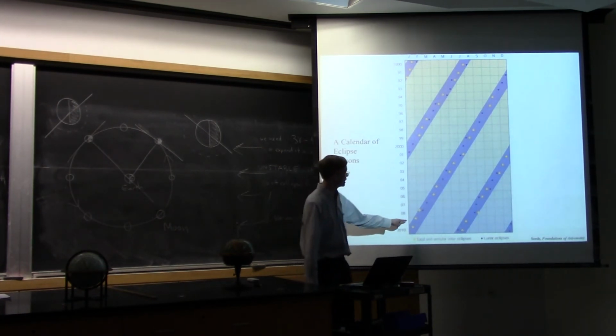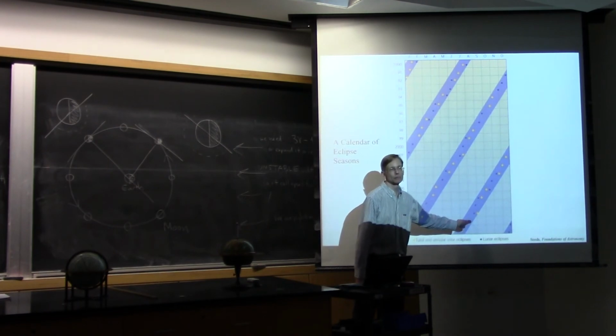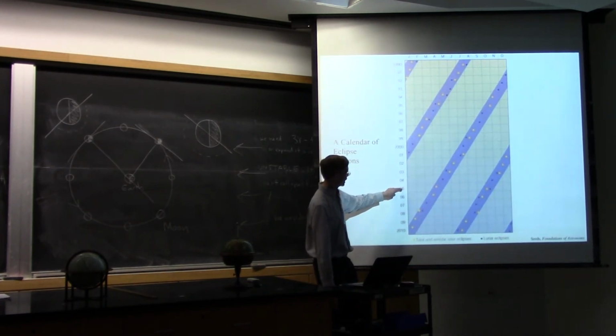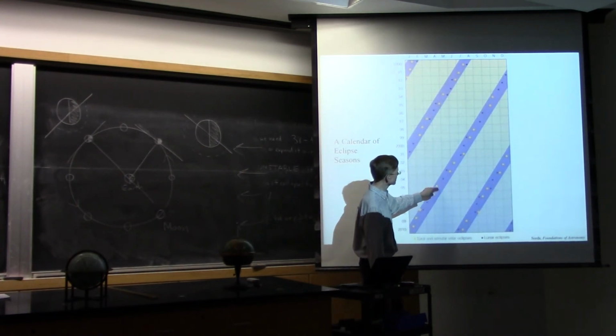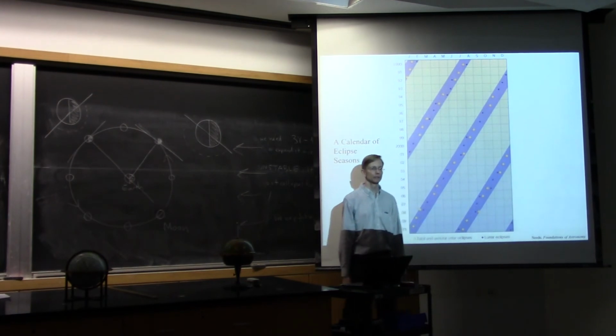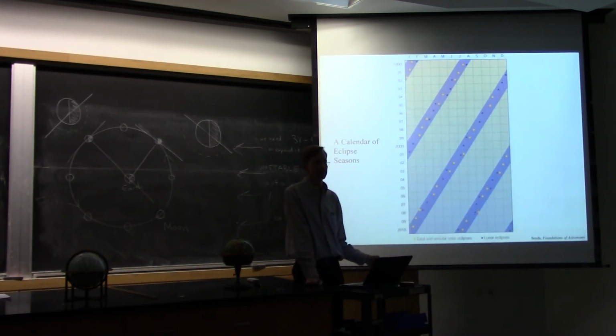So for example, back in 2009, January and July were the months that eclipses could happen. But in 2005, it was more like something like April and October, for example. The months when eclipses can happen drift around the calendar because of regression of the line of nodes.